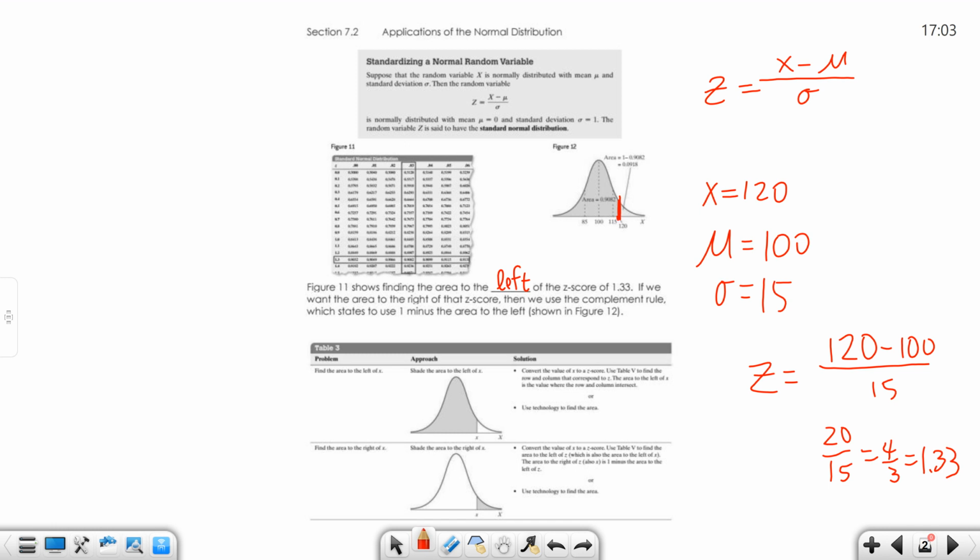So see how this is darker from here back this way? This gray is darker than this gray? We shaded it back to the left from there, okay? So it's less than that number.